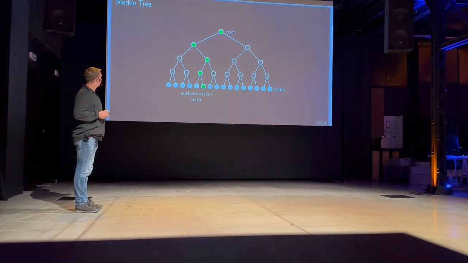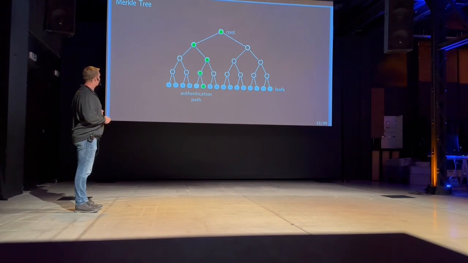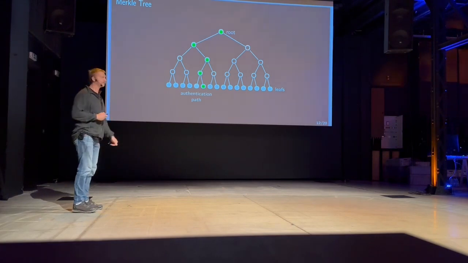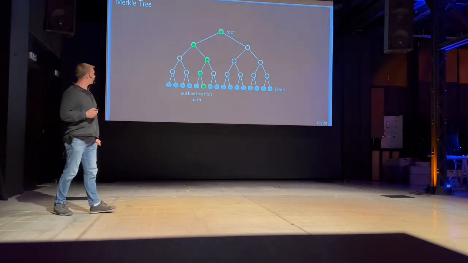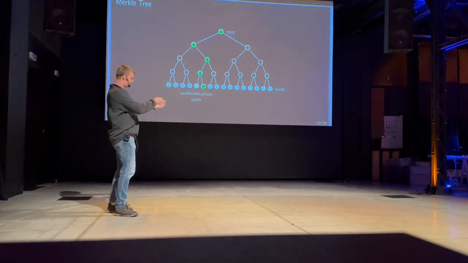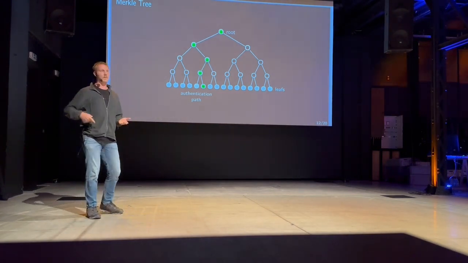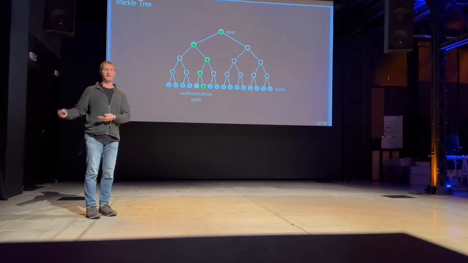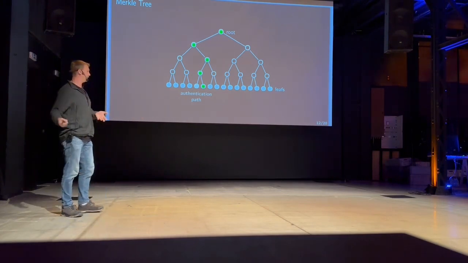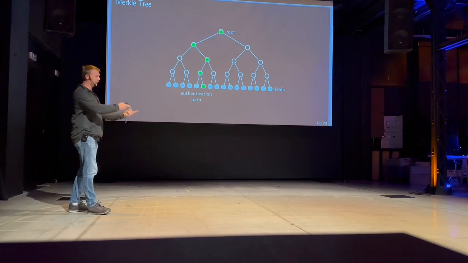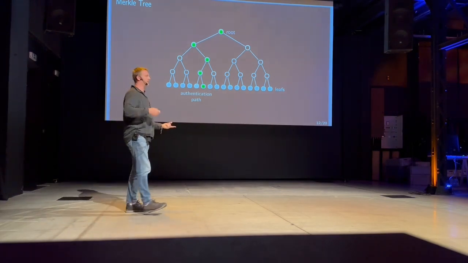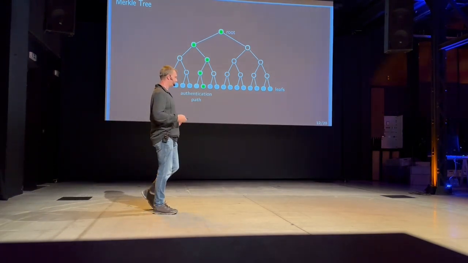I'm afraid the projector is missing some colors, right? So this is the path, but what we really want is the siblings of all the nodes on that path. And with this information, with the authentication path and the leaf, a verifier can walk straight back up to the root and verify that the recomputed root is indeed the same as the root he already possesses.